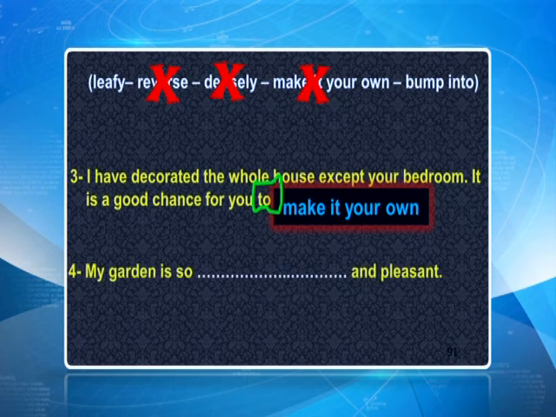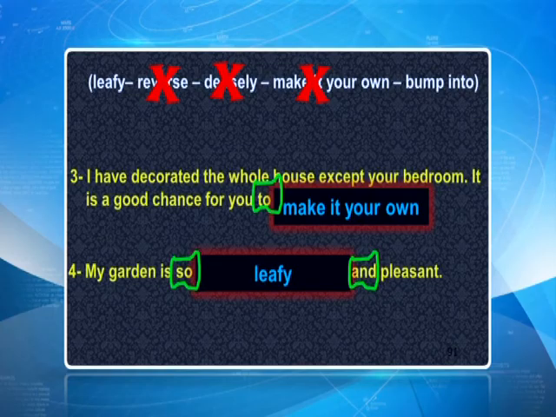My garden is so and pleasant. Two important words here may help you find the word. The first one is so, which is always followed by an adjective. And since we have and here followed by an adjective, it must be preceded by another adjective, which is leafy.